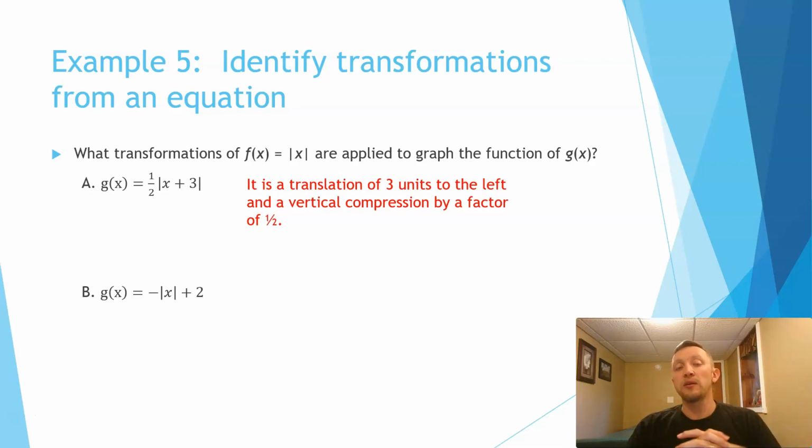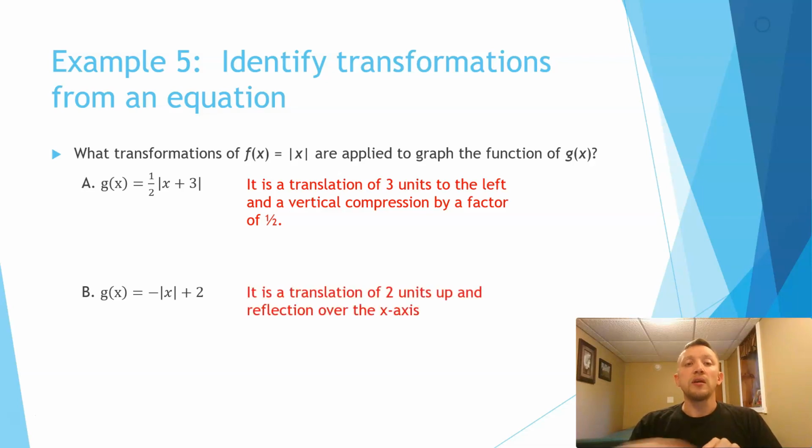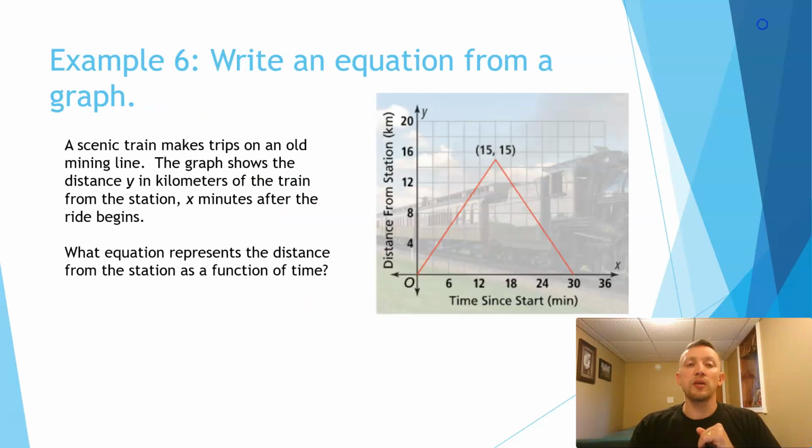Okay, letter B, let's look at that example. Here we have the opposite value of x plus 2. So what that means is that it's going to be 2 units up, and then that negative outside of there means that it's going to be, again, flipped over the x-axis. So that's how you do those 2 examples.